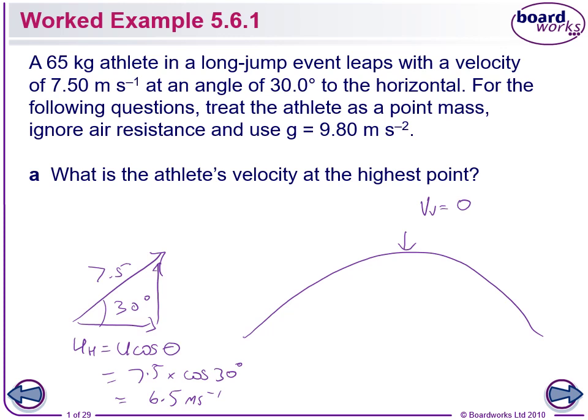And that's it. So usually when you calculate a velocity, you need to work out the horizontal and the vertical components, put it into a triangle, and work out the hypotenuse. But in this case, at the peak, there is no vertical. So we just need the horizontal, which we work out like that. Does that make sense? Anything there not okay?